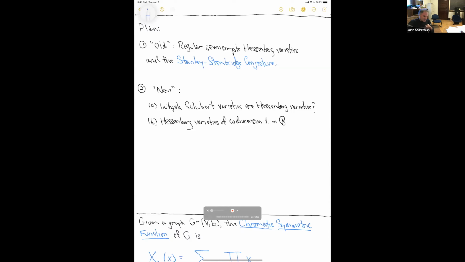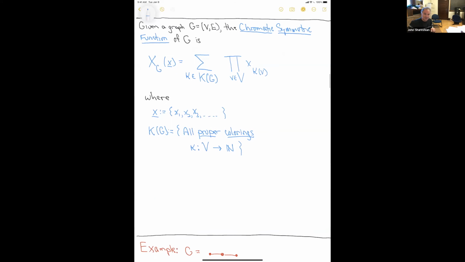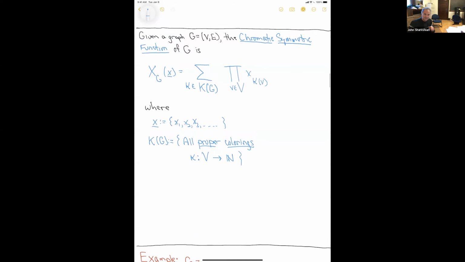If time permits, and my practice talk indicates that's going to be a close call, I'll discuss some newer work with Laura and Martha about relations between Hessenberg and Schubert varieties, and also some facts about Hessenberg varieties of codimension 1 in the flag variety. But I want to start here, and this requires a digression away from Hessenberg varieties to discuss chromatic symmetric functions.